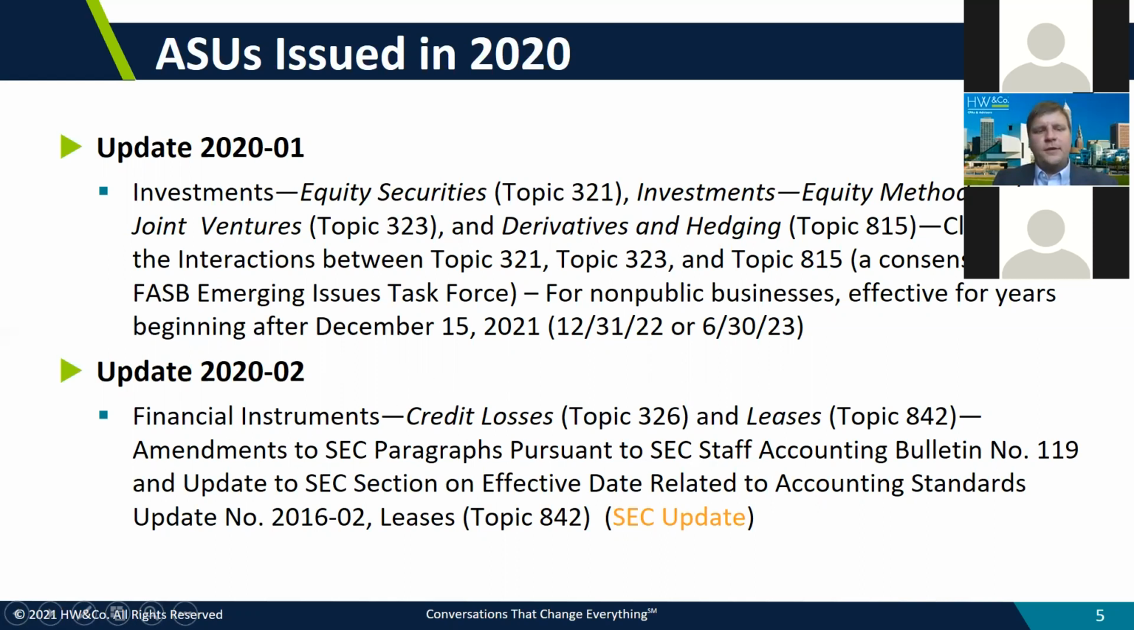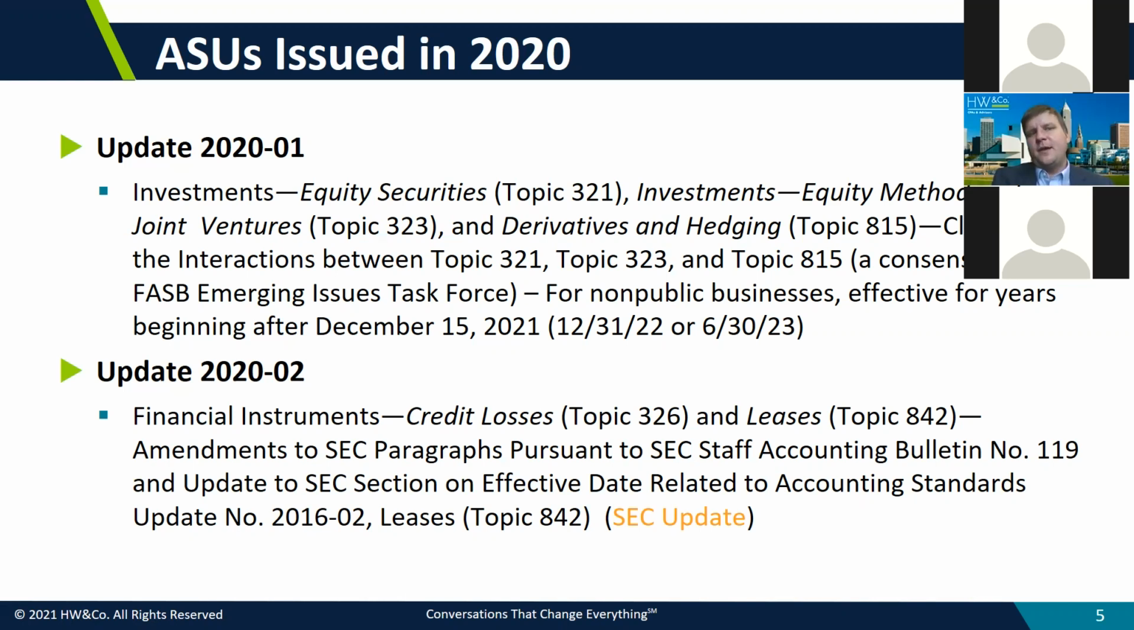And then update 2020-02, that is really an SEC update. This is a public company update related to the credit losses standard, as well as leases. We'll talk about leases on an upcoming slide, but credit losses, I didn't really touch on too much in here. That's also an older accounting standard update that came out a couple of years ago.